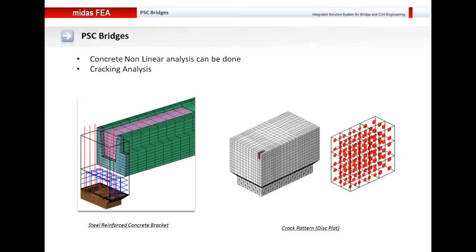Sometimes when we work on very specific projects, we need to know what would be the behavior of a particular cross section, how it is going to crack. If it is a connection, how is it going to behave under certain stresses. Then you can use these type of nonlinear models, the cracking models, and you can obtain the crack pattern in a particular location.